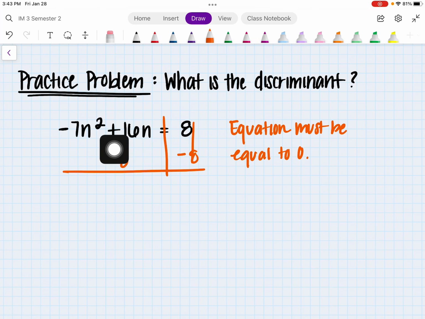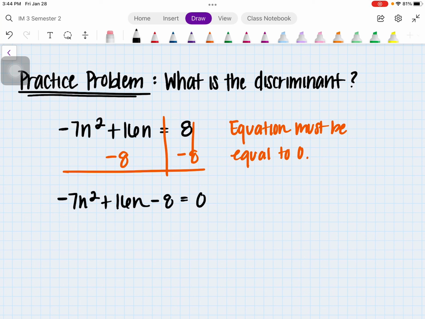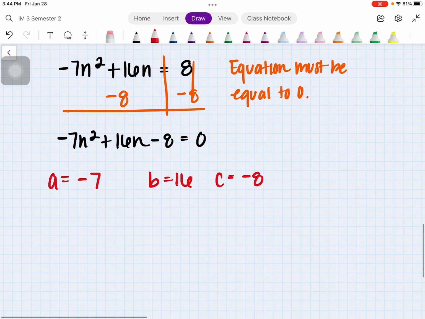Now, if you take a look at this, there are no like terms I can combine with the negative 8, so I'm just going to bring everything down. And all of this will be equal to 0. From there, we can easily identify a, b, and c. A being negative 7, b being 16, and c being negative 8.